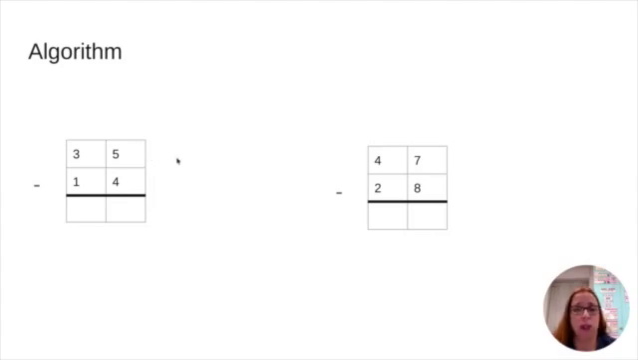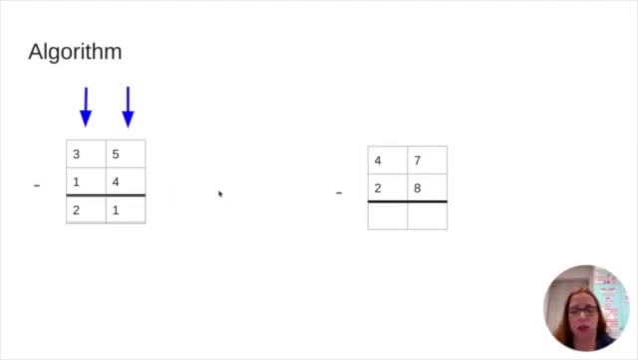Okay, this is what we know as parents. This is what we want them to know as students. 35 minus 14 is the first one we'll do. We always look in the ones place first when we're subtracting. So 5 minus 4 equals 1. Then we'll move over to the tens place. 3 minus 1 equals 2. Okay, this one was pretty easy. It didn't have any regrouping.